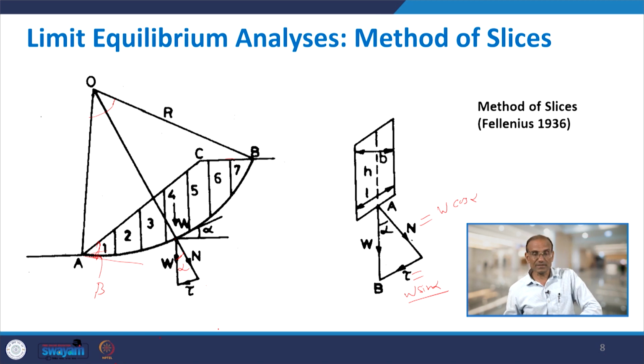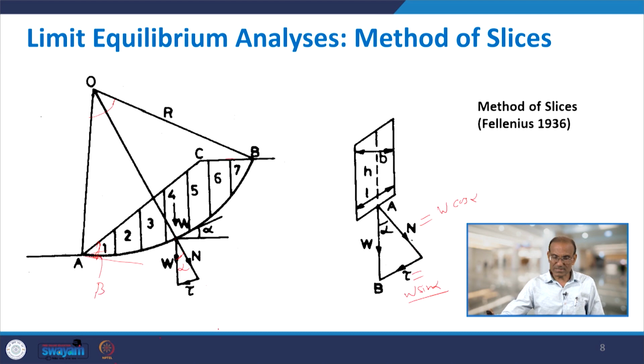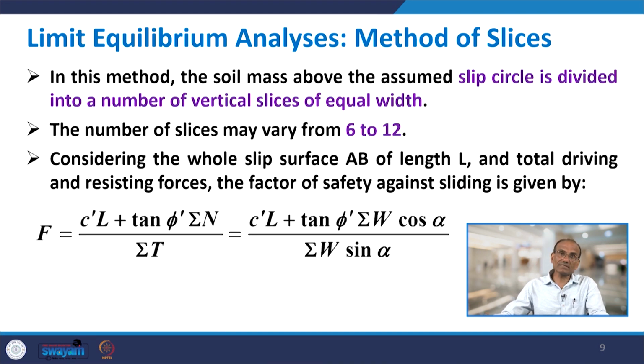So, in this method of slices, the mass above the assumed slip circle is divided into a number of vertical slices of normally equal width. It may not be necessary that they are equal; particularly the first or the last may not be the same, because it may be smaller, as you can see in this figure. Between the first and seventh, slices 2, 3, 4, 5, 6 we try to keep equal width. The number of slices for a good result should typically vary from 6 to 12. If you have many slices it is better, but if you increase beyond 12, then your computation will increase; that is the disadvantage.